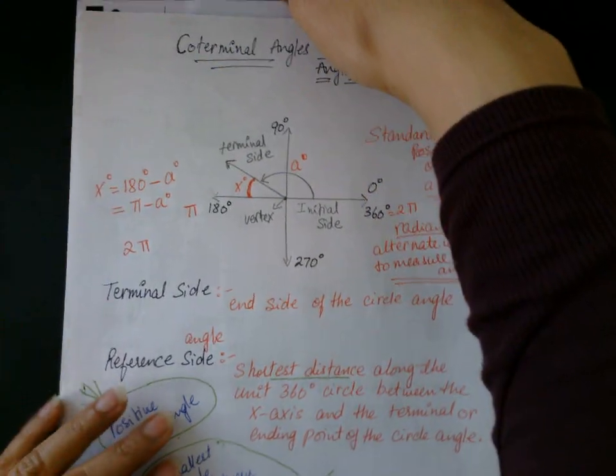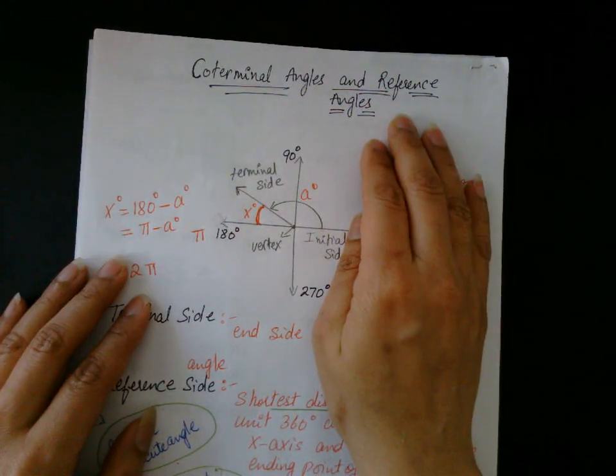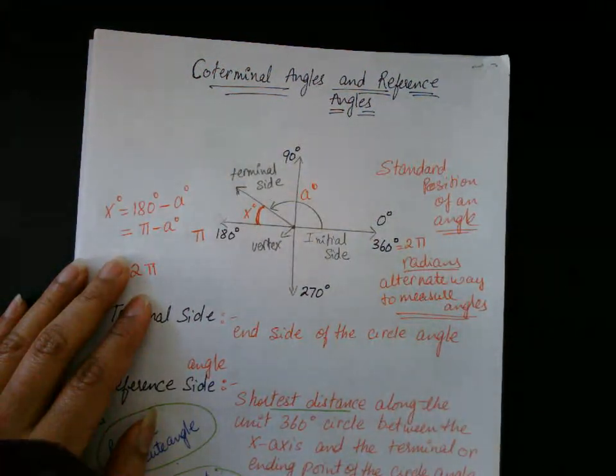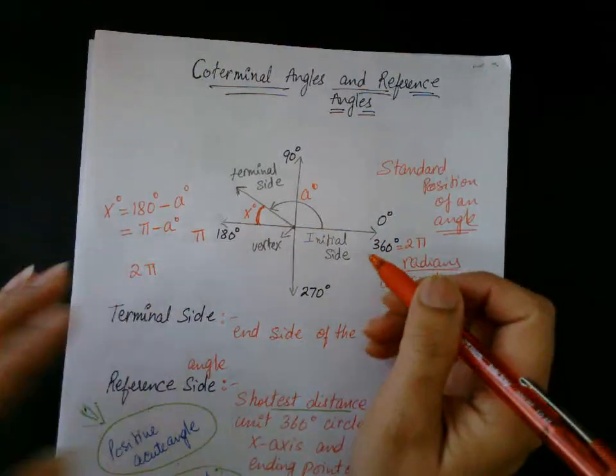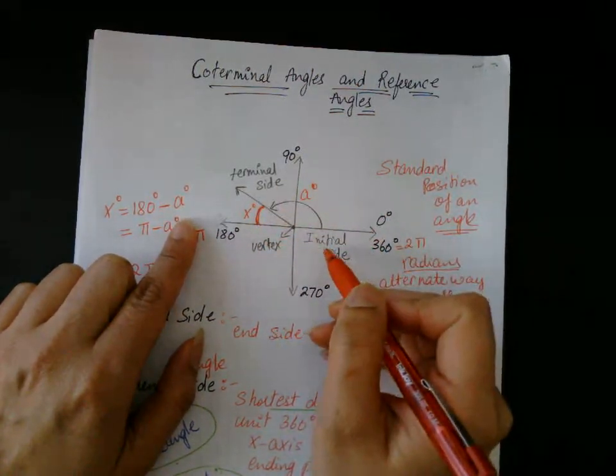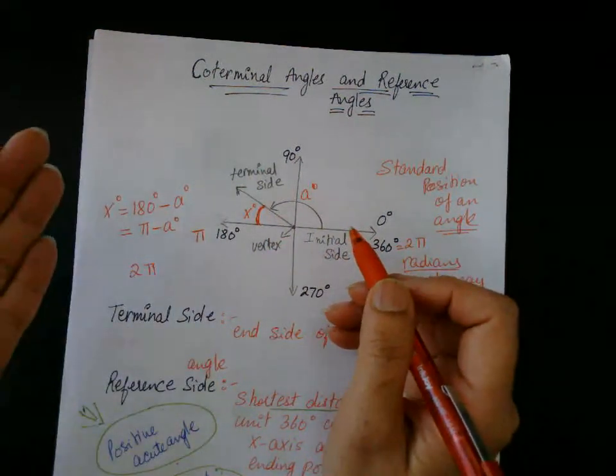Let's understand what coterminal angles and reference angles are. To understand them, first we have to understand a few terms: the initial side and the terminal side. Initial side means from where you are initiating something.